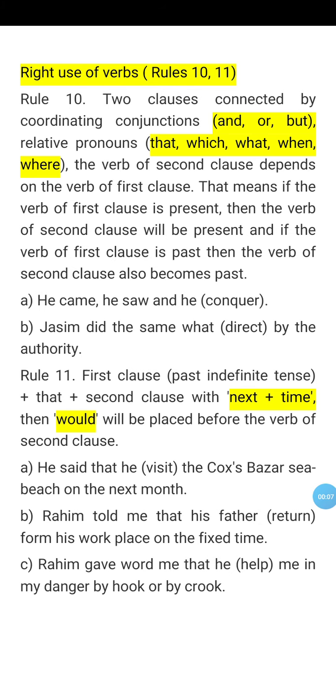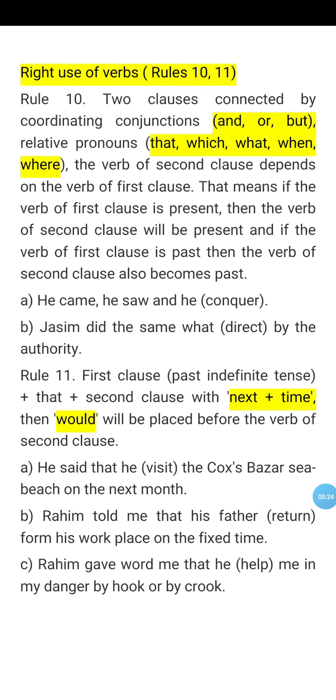You know, in my previous classes, I talked about the right use of verbs, and today I am also discussing it. Today I will discuss rules 10 and 11. Hope you will stick with me and try to understand today's lesson.